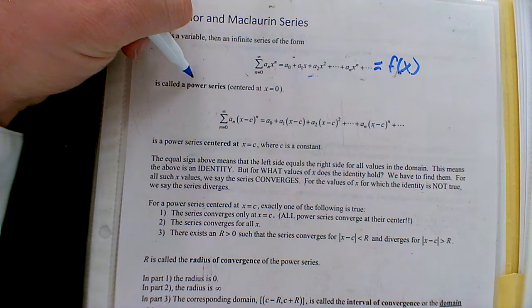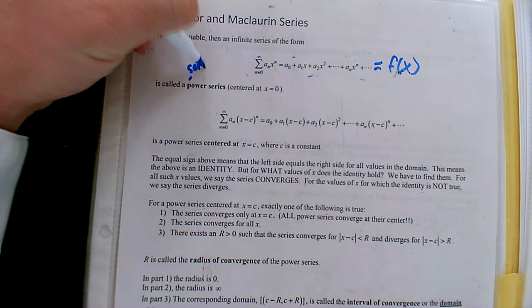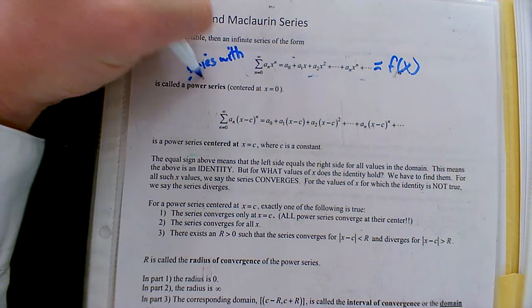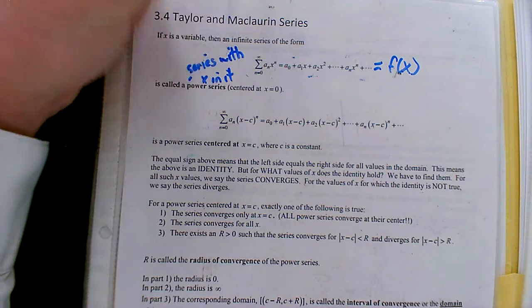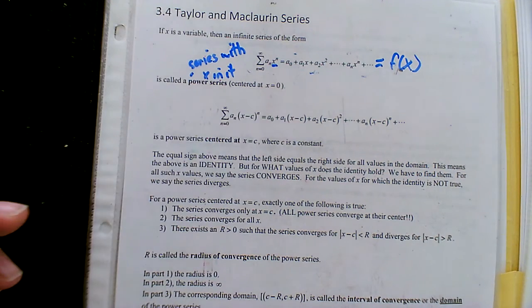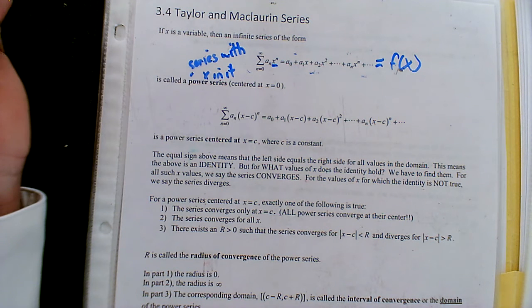A power series is a series with x in it. So we see there's an x right here. It's a series that has x in it. That's what a power series is.